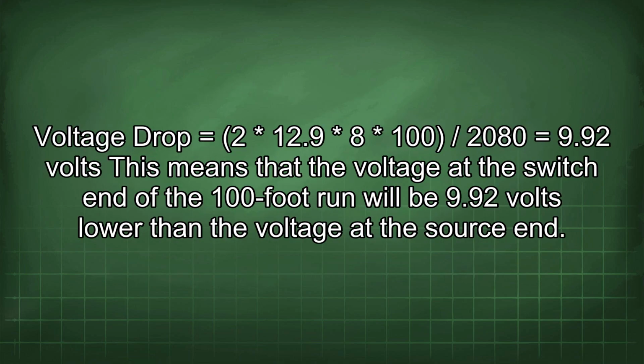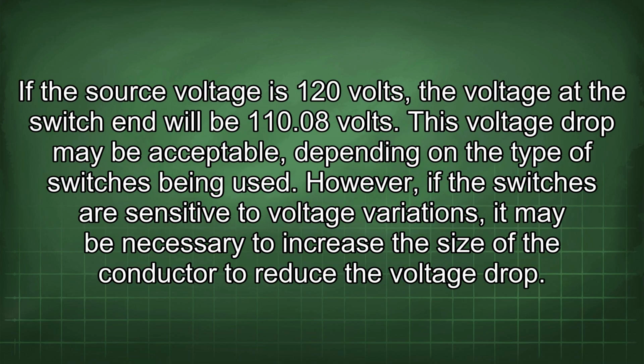Voltage drop equals 2 × 12.9 × 8 × 100 / 2080 equals 9.92 volts. This means that the voltage at the switch end of the 100-foot run will be 9.92 volts lower than the voltage at the source end. If the source voltage is 120 volts, the voltage at the switch end will be 110.8 volts.